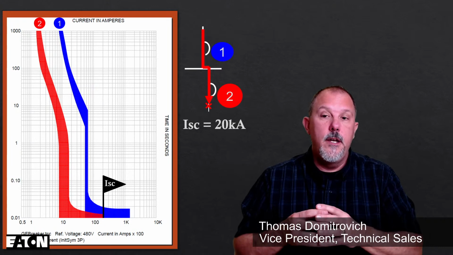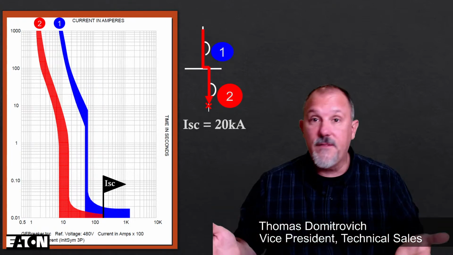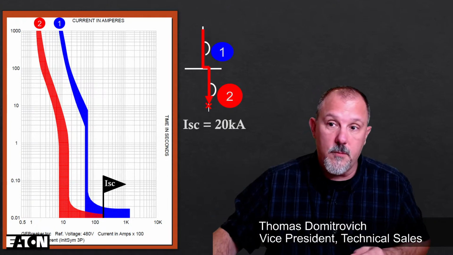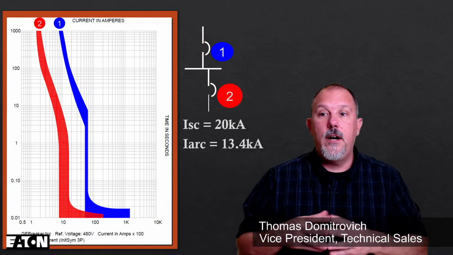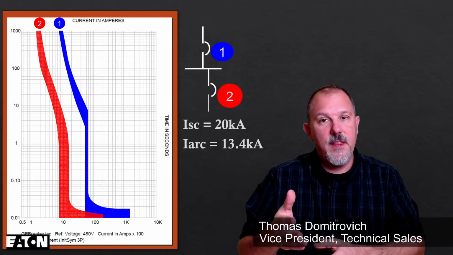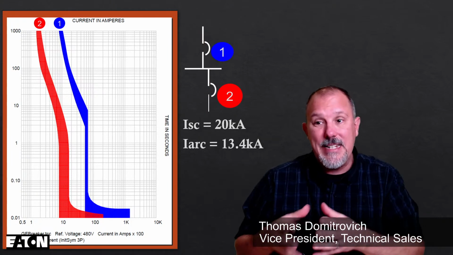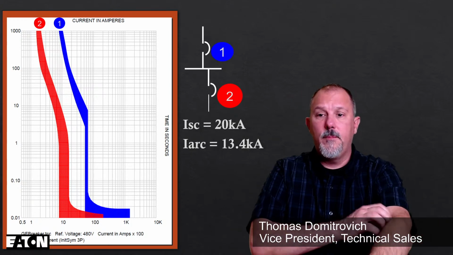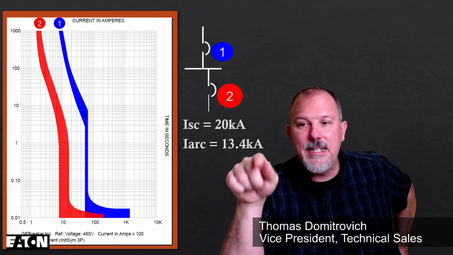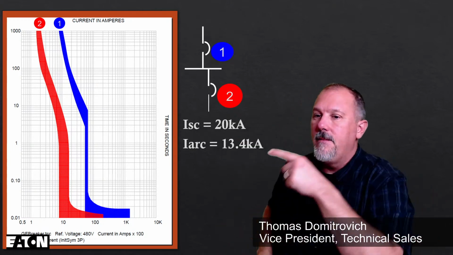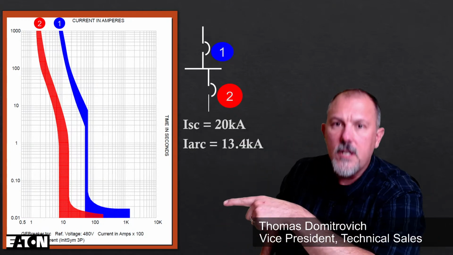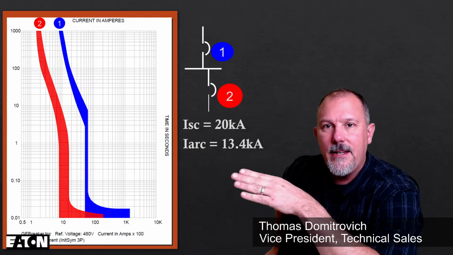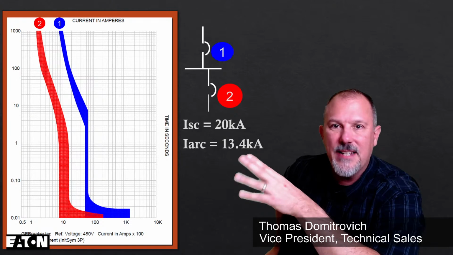Because I've done it in a lab, and that's what our tables are based upon from a selective coordination perspective. Now, the arcing current for that 20,000, if you look at the arcing current, it's 13,000, and that was actually 20,000 amps because you have to look, it's current in amps times 100. Down here on the bottom, you'll see where it says current in amps times 100. So when you see 10, it's 100. When you see 100, it's 1,000.